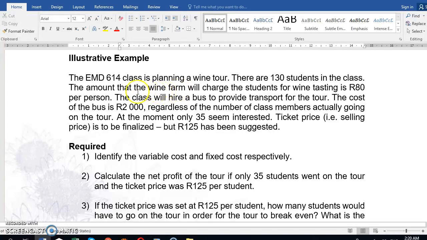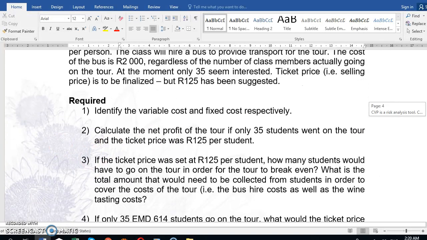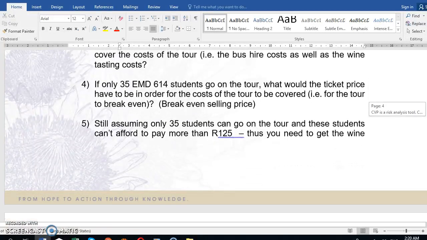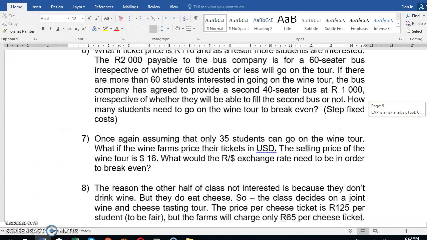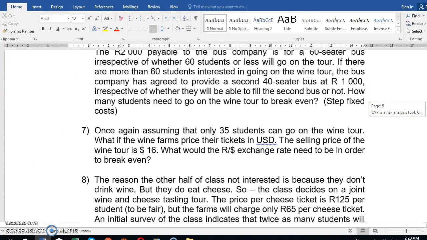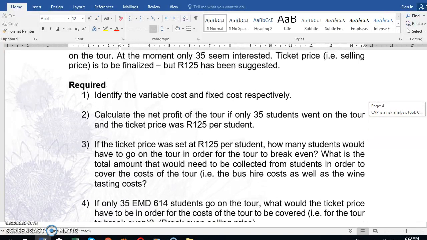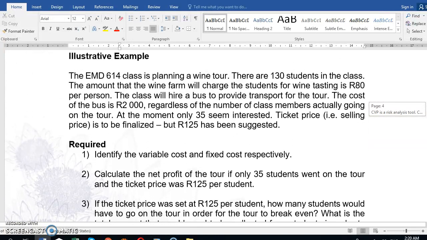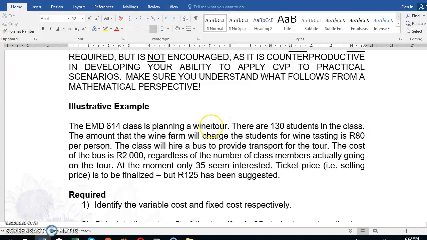Right, so in this video, we'll probably get through these 8 parts that are required, and in this simple example, we are effectively going to cover basically everything that you need to know for CVP. So required number 1 is identify the variable cost and the fixed cost separately.